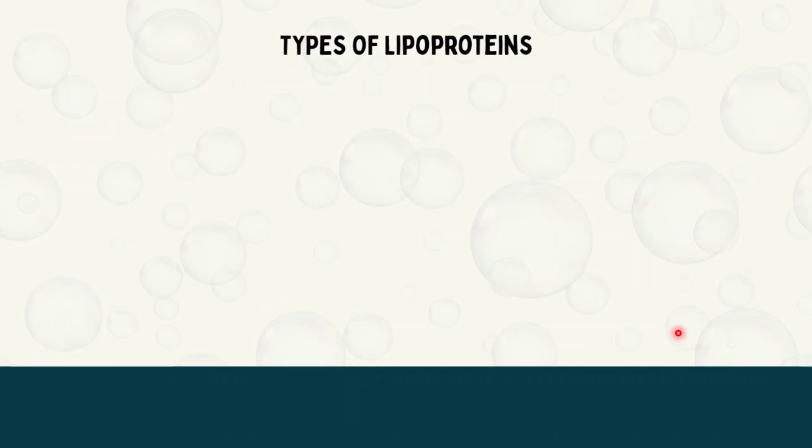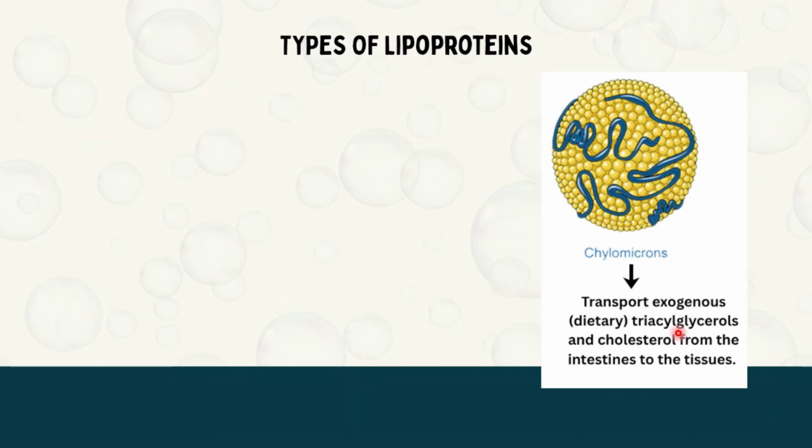Now, we have different types of lipoproteins. We have the chylomicrons, which help to transport exogenous, which are your dietary, triglycerols and cholesterol from the intestine to the tissues. So when you eat, the triglycerols you get from your food are transported from your intestine to tissues where they can elicit their function via chylomicrons.